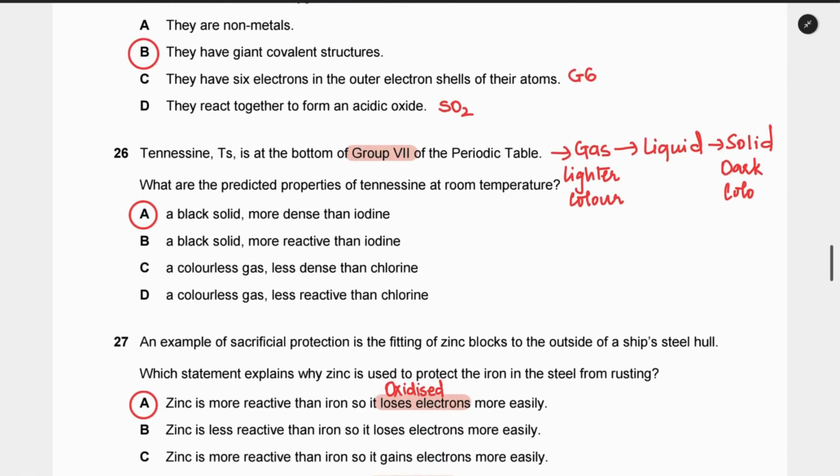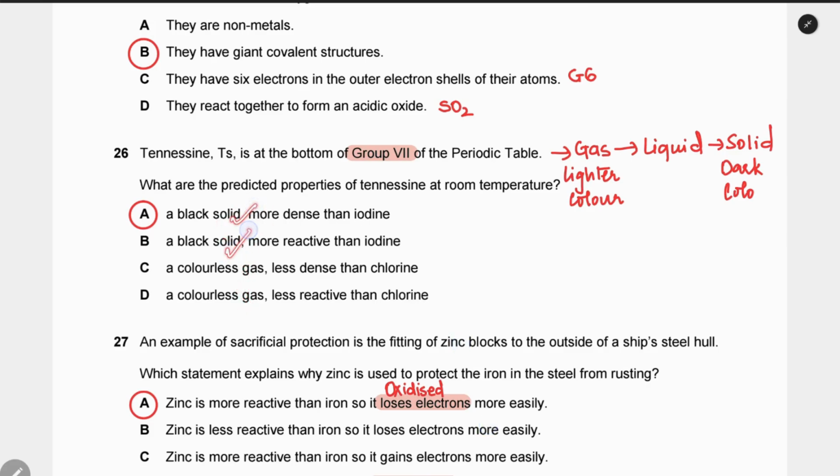Now, tennessine is at the bottom of group 7 of the periodic table. As you know, as we go down the group, the physical state of group 7 changes from gas to liquid, liquid to solid, and the color gets more intense or darker. So, what are the predicted properties of tennessine at room temperature? We know that it starts from gas and it ends with solid. So, it's going to be solid. Okay, colorless gas won't be the answer. You have to eliminate it as soon as you see gas.